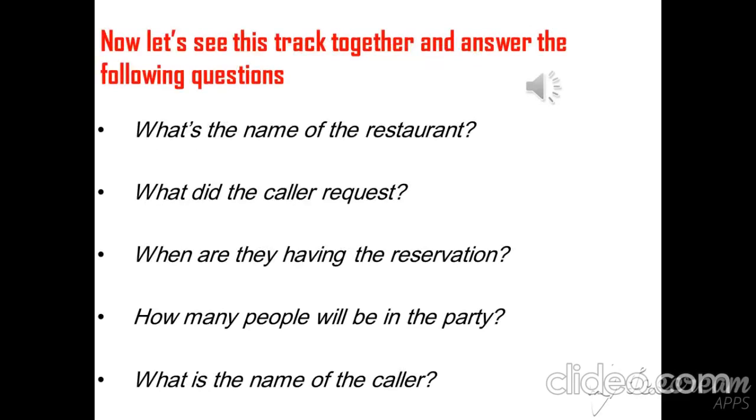Now let's listen to this track together and answer the following questions. We have a track and we're going to listen to it right now and answer the questions. But before listening to the track, you have to read the questions quickly. You have 1 minute to read the questions. Okay, let's listen.